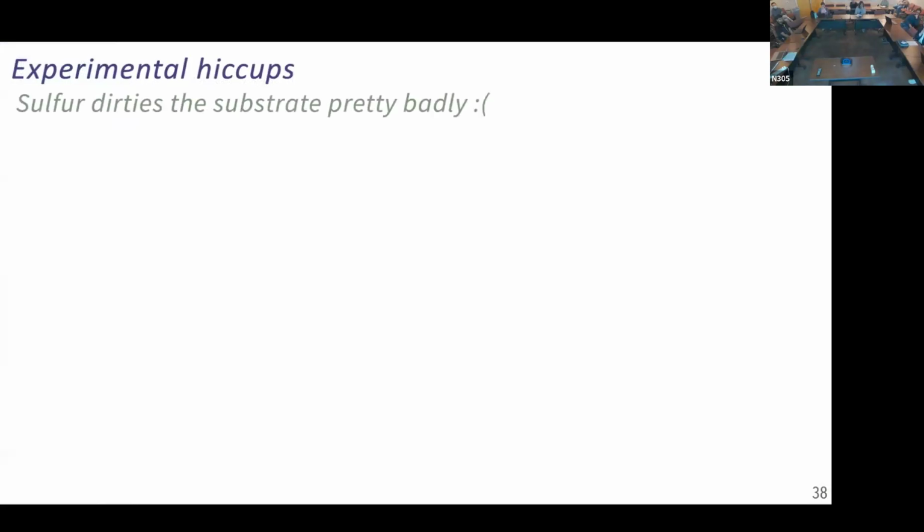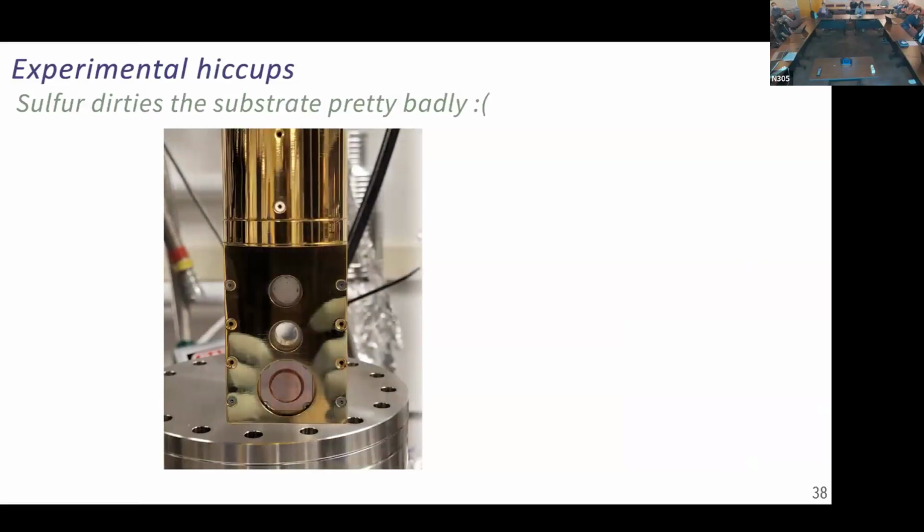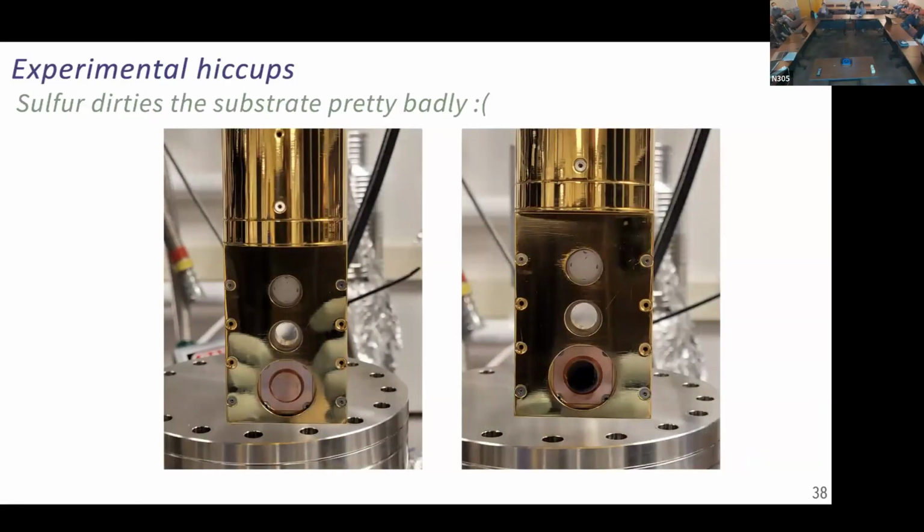Sulfur is very corrosive and just dirties the substrate pretty badly. So on the left, we have one of our substrates just cleaned. And this is after a few sulfur experiments. And so this will affect your IR signal pretty significantly. It's really hard to deal with, and you kind of have artifacts.